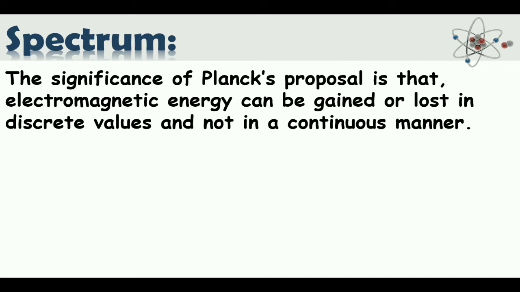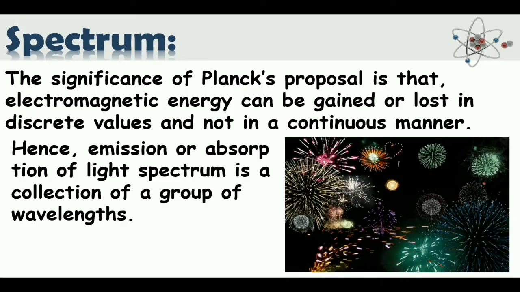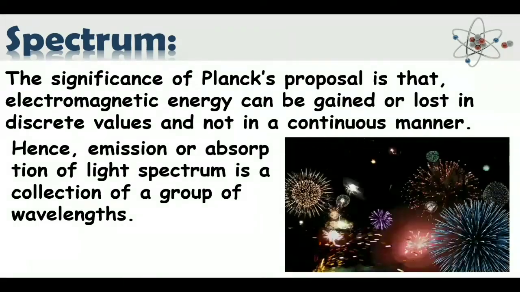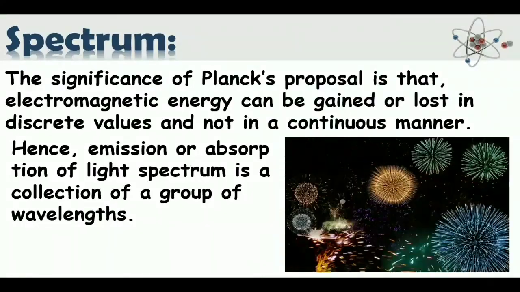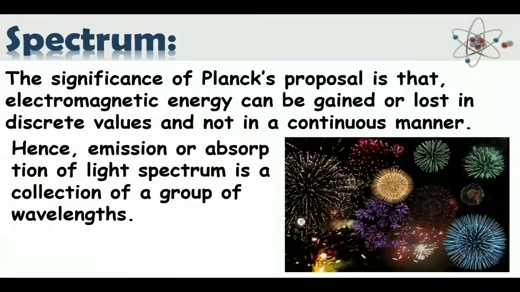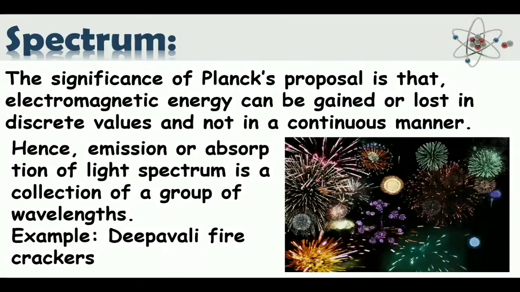So the significance of Planck's proposal is that electromagnetic energy can be gained or lost in discrete values, not in a continuous manner. Hence, emission or absorption of light spectrum is a collection of groups of wavelengths. Because of different groups of wavelengths, we see different colored lights. When you crack the crackers, Deepavali firecrackers is the best example.